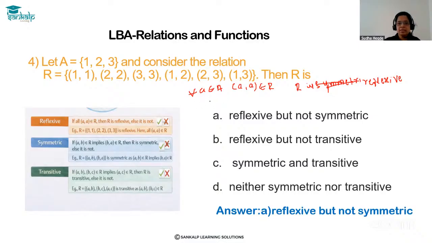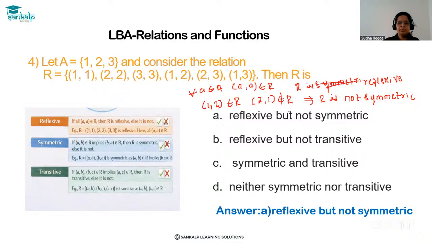Now, consider (1, 2). (1, 2) belongs to R. (1, 2) is there in R. But (2, 1) does not belong to R. This implies R is not symmetric. Why? Because (a, b) belongs to R, but (b, a) does not belong to R. Therefore, R is not symmetric.